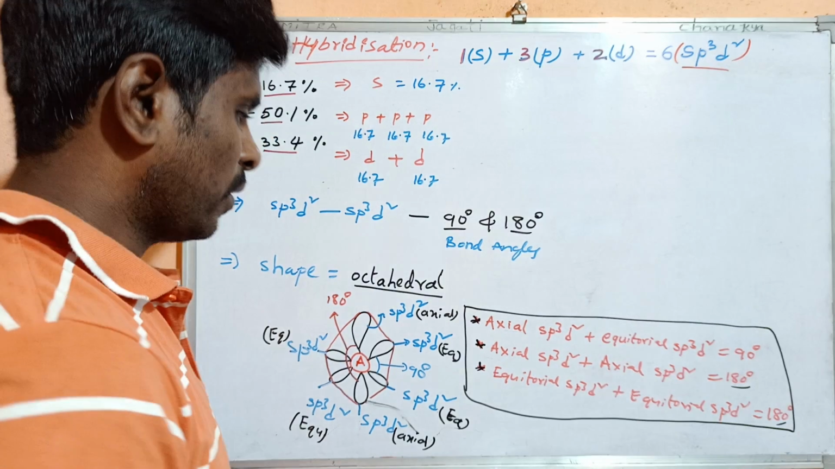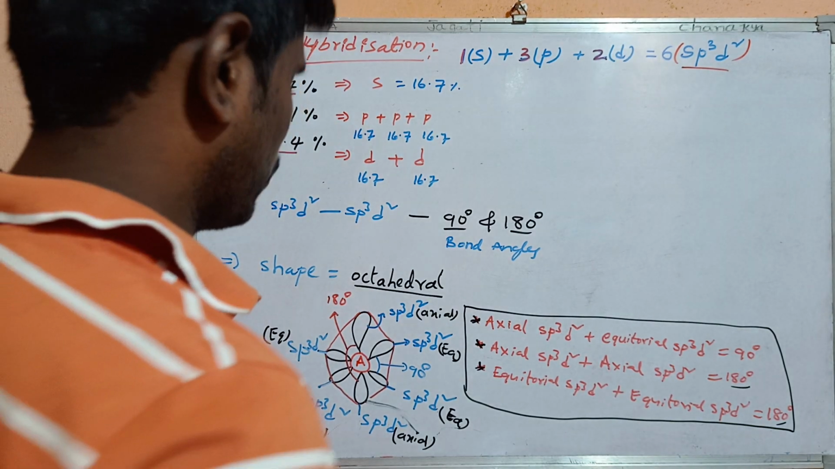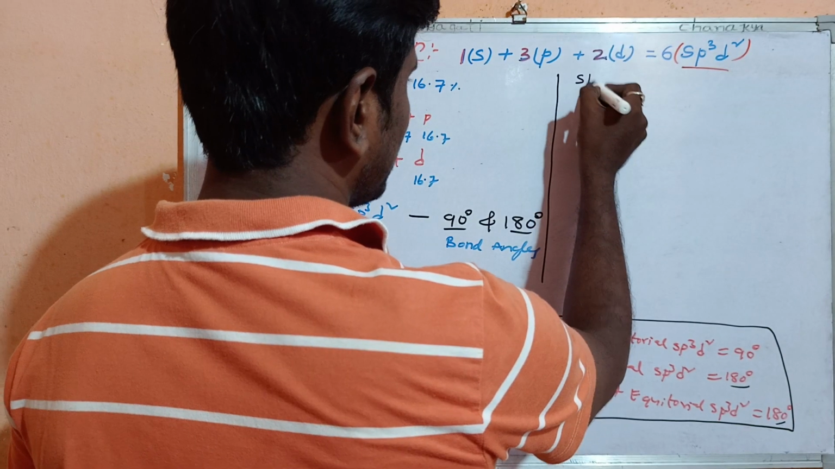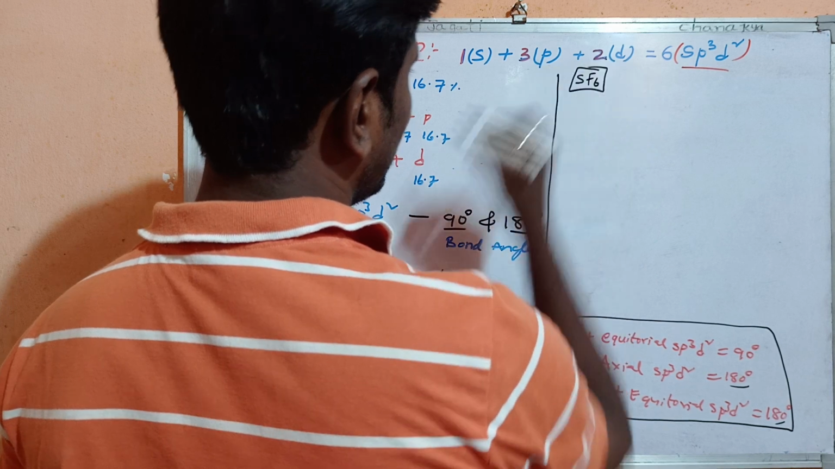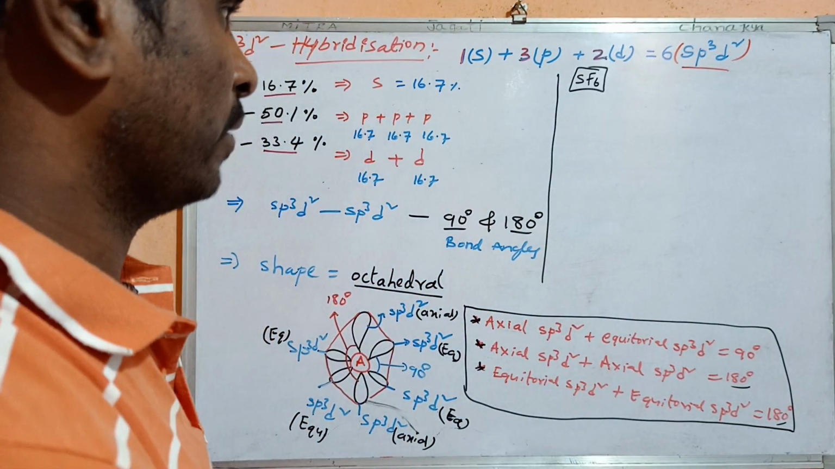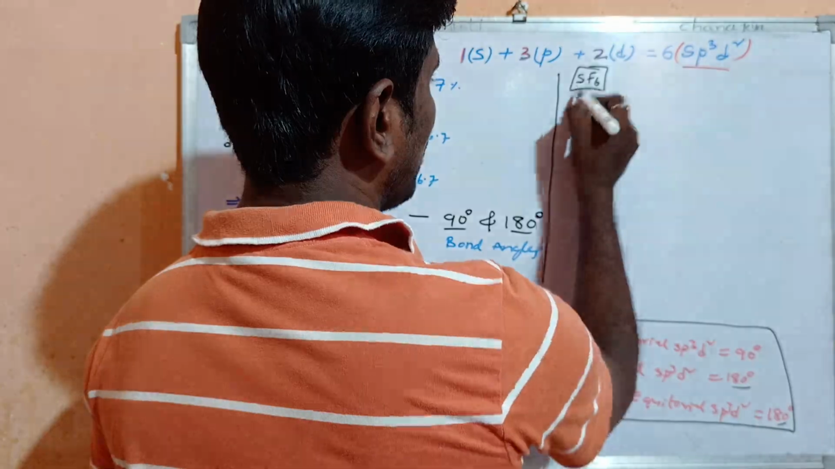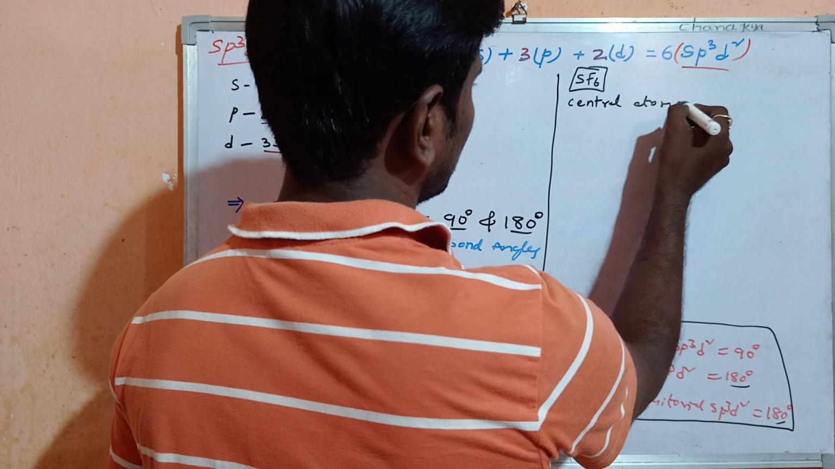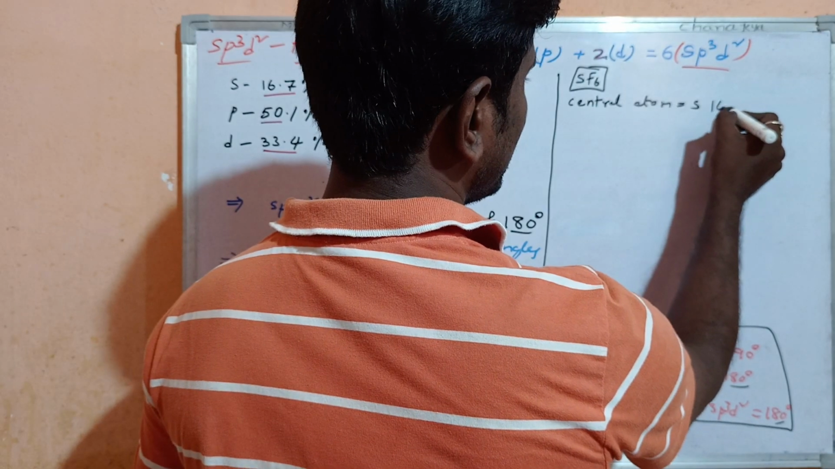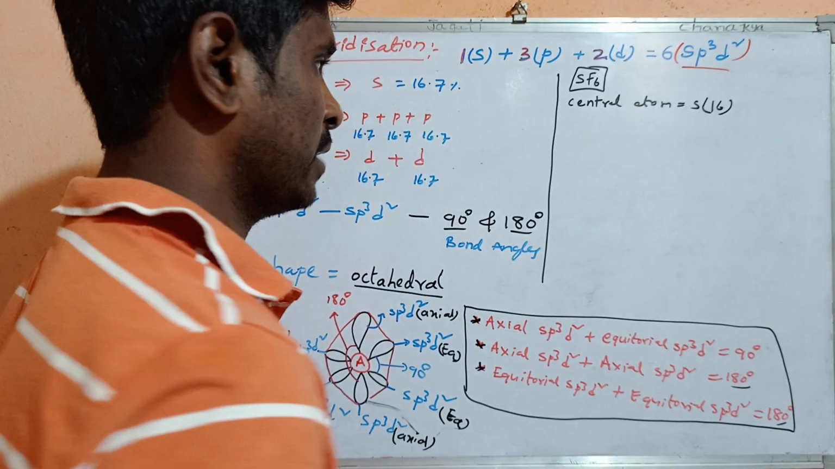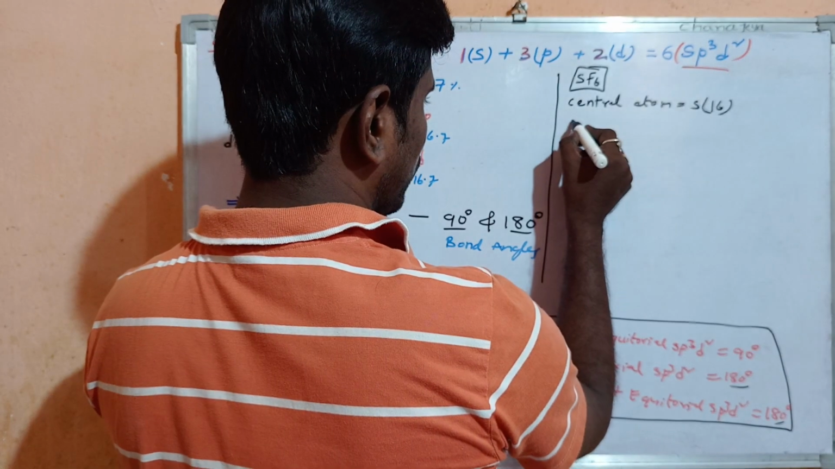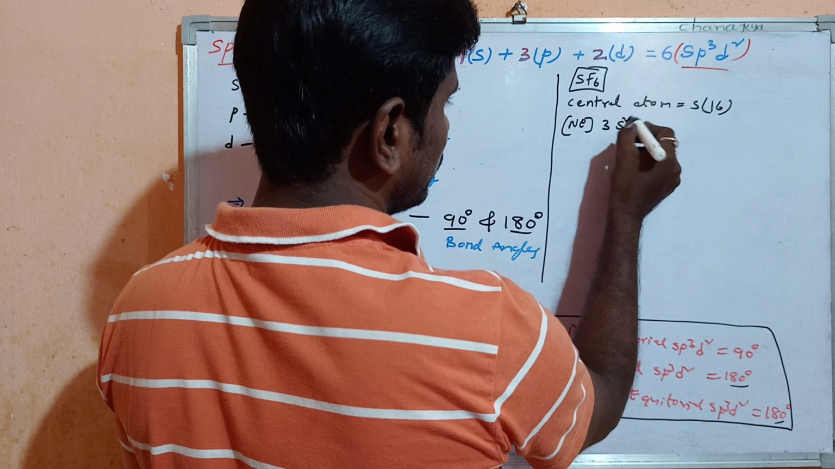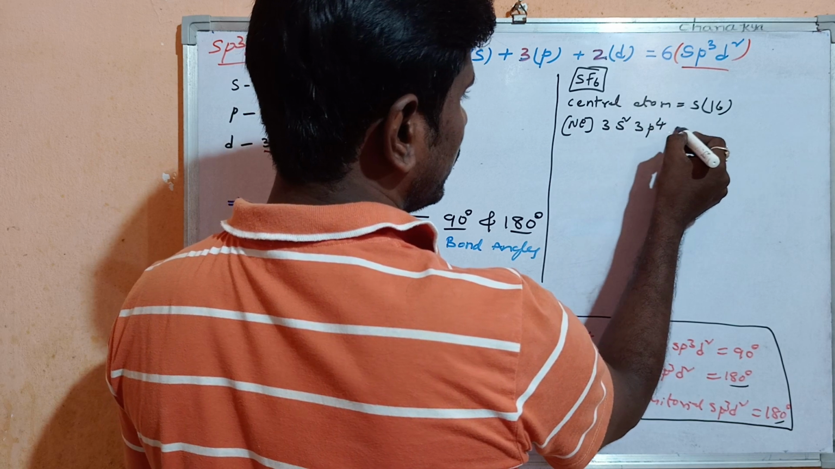Okay, friends. Now, example. What is the example for sp3d2 hybridization? Example is SF6. Best example is sulfur hexafluoride. Okay, in this the central atom is sulfur. Sulfur atomic number 16. Its electron configuration: neon 3s2, 3p4, 3d0.